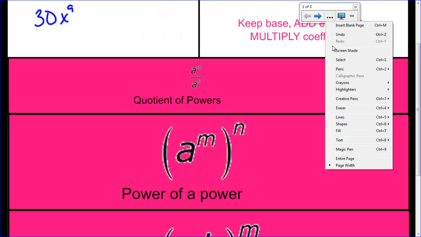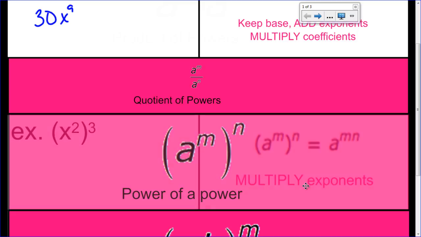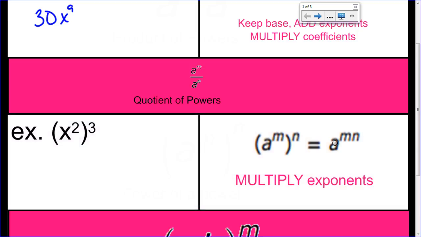Now the next one would be this one down here. This power of a power is when you have a single base to an exponent taken to another exponent. So you have a single base with more than one exponent. And when you have this kind of problem, instead of adding exponents like we did when we just multiply them together, when we have a single base with two exponents, we have to multiply the exponents. So we're going to multiply these two exponents together. So I would keep the base a and multiply my m times n and get mn.